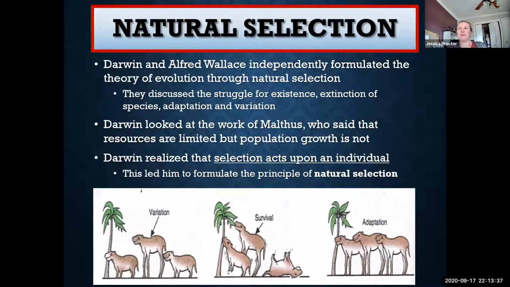I'm sure you could certainly argue that human beings have exceeded the carrying capacity on the planet. We have over 7.5 billion people on the planet, and there's certainly a lot of people that don't have enough resources to survive. So Darwin realized that selection acts upon an individual, and this led him to formulate the principle of natural selection.